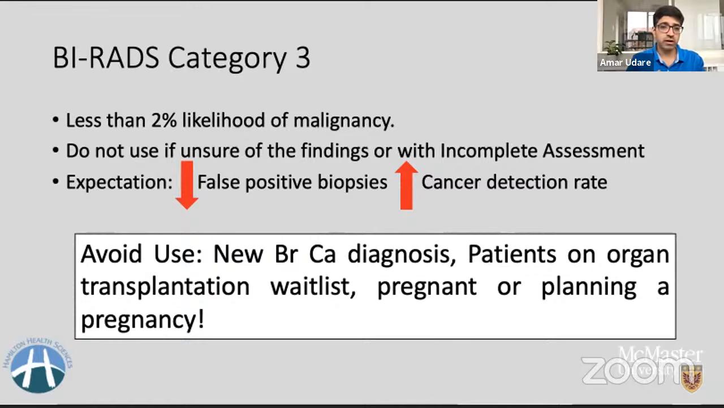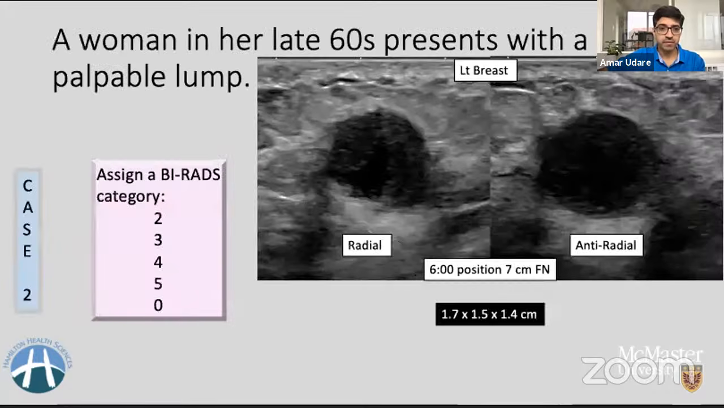If patients are on an organ transplantation wait list, it is recommended that they should not have these BI-RADS 3 lesions, because that can change the patient's outcome significantly. If the patient is pregnant or planning a pregnancy, if you're not sure of the findings, you can always go ahead and biopsy, because as you're aware, pregnancy-associated breast cancers, PABCs, behave quite substantially differently from all the other breast cancers. They can grow very rapidly.